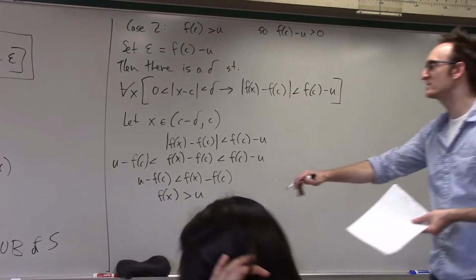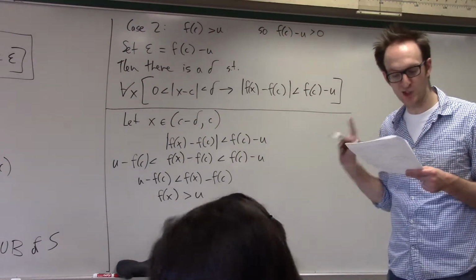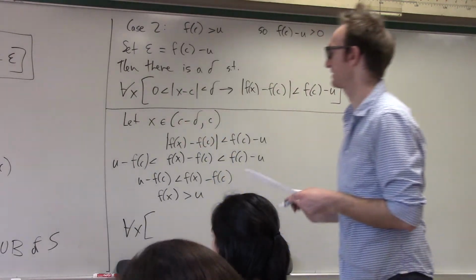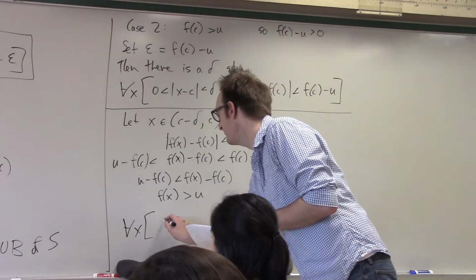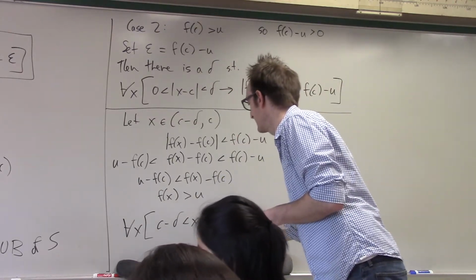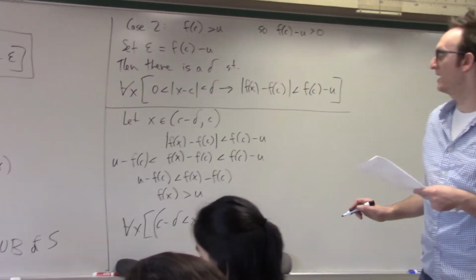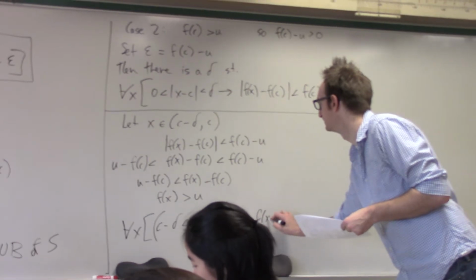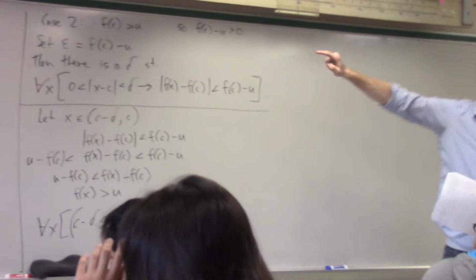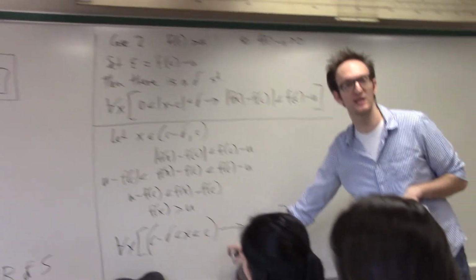What I really want, because I think I need it, is this: what I have just shown is that for all x, if x is between c minus delta and c, then f of x is bigger than u. Because I took an arbitrary x on that interval, it met this antecedent, and I chose only the half that I needed, so that's just a fact.